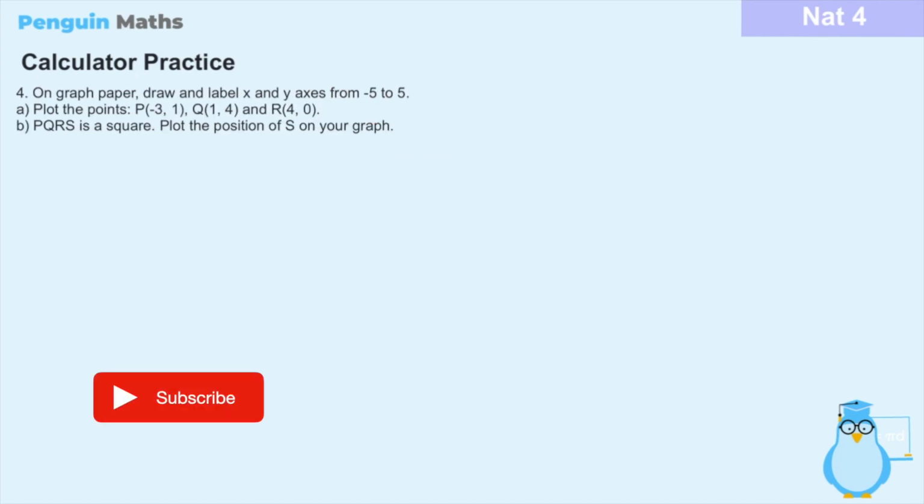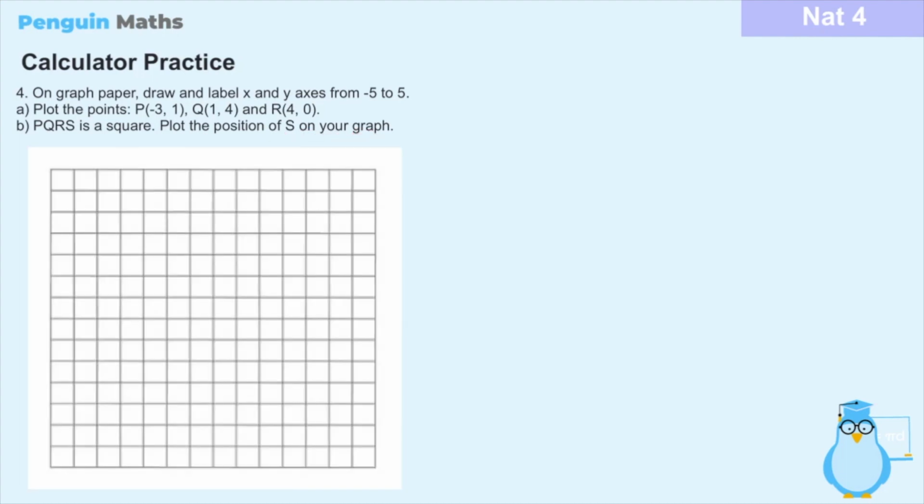Okay, let's have a look at the fourth and final question of this lesson. We are told that on graph paper, we have to draw and label an x and y axes from -5 to 5. And then for part A, we have to plot the points P, Q and R. And for part B, we are told that PQRS is a square. And from this piece of information, we have to plot the position of S on our graph.